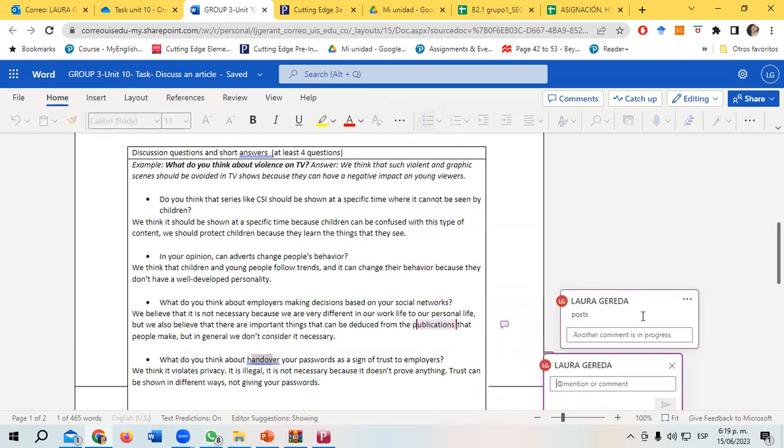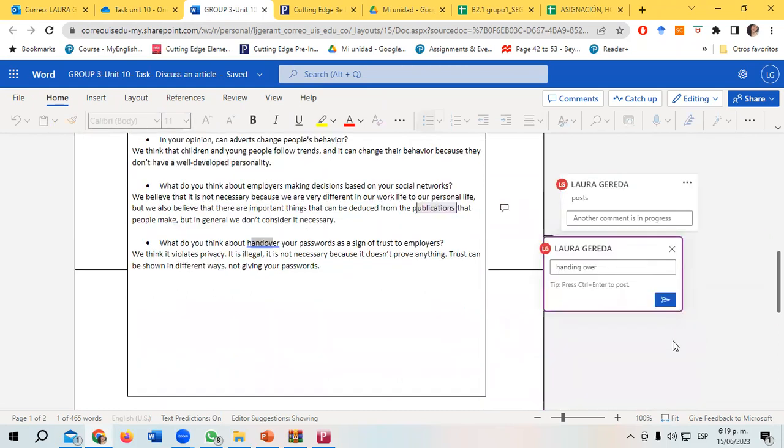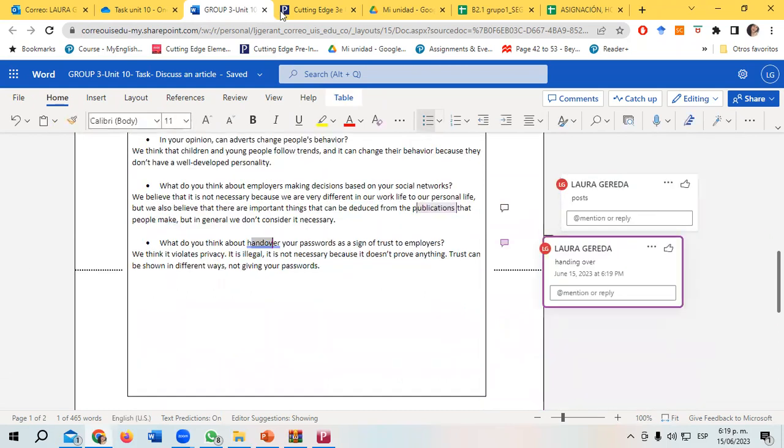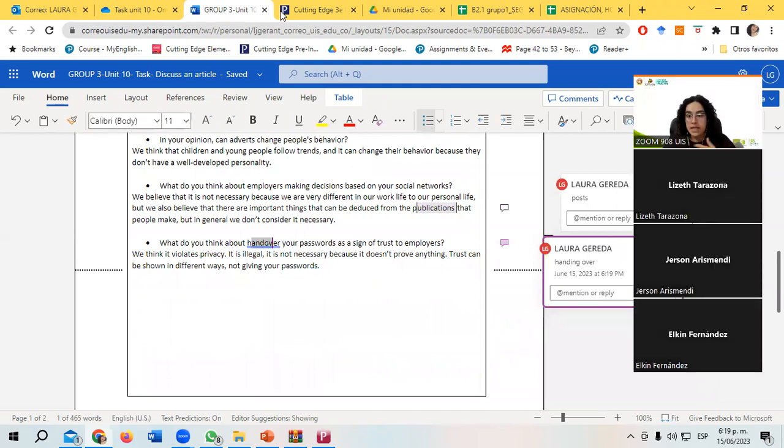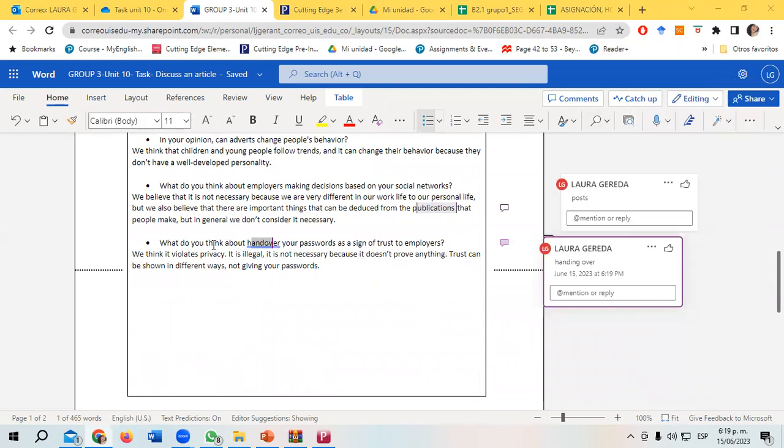Okay. What do you think about handing over? It would be better to say "about handing over", an action of handing over your passwords. After "think about", the verb has to include -ing. Okay, so handing over your password as a sign of trust to employers.